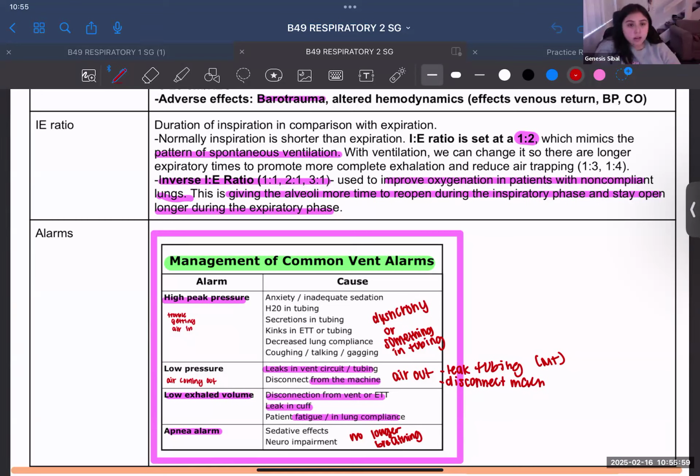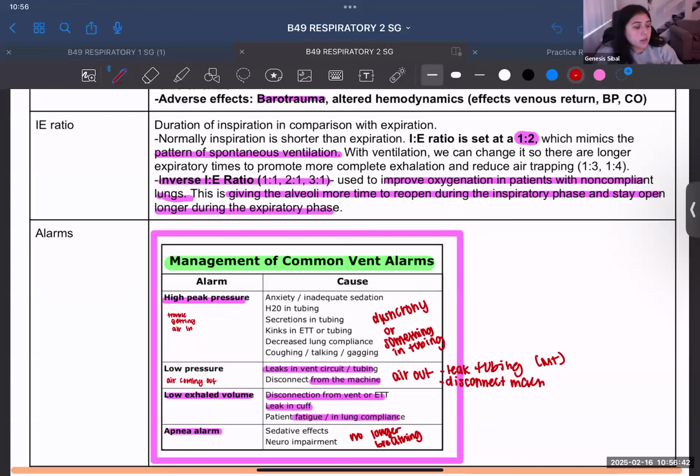Okay, so on a vent, you can change this because, like we talked about with PEEP, if you're keeping the airways open for longer, you have more ability to be better oxygenated. So if I'm usually exhaling longer than I am inhaling on the IE ratio, I can change the duration of inhaling to make it longer to improve oxygenation. In theory it's kind of similar to PEEP, because you're trying to keep the airway open a little bit longer for inhaling. It's giving the alveoli more time to reopen. The difference is that you're not keeping it open the entire time.